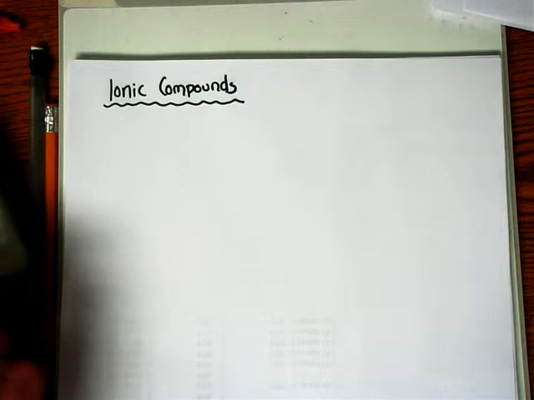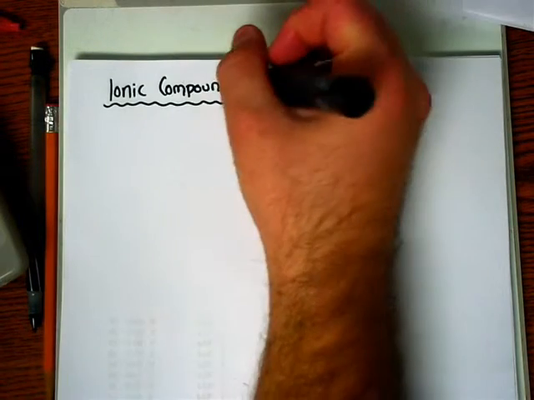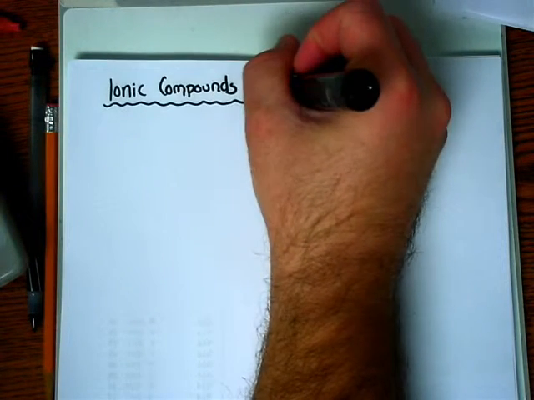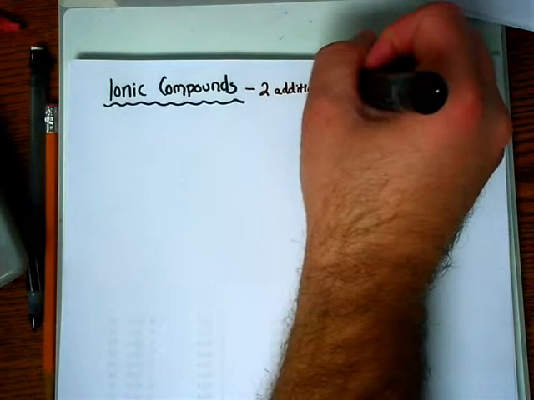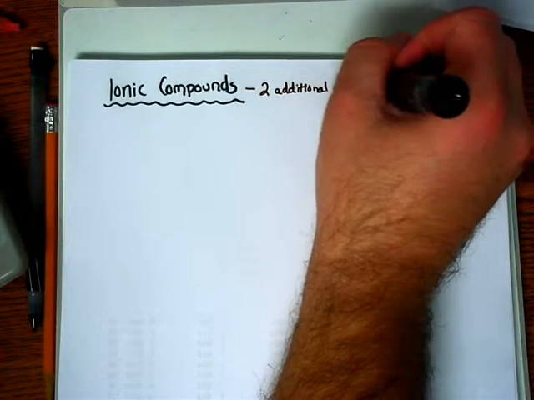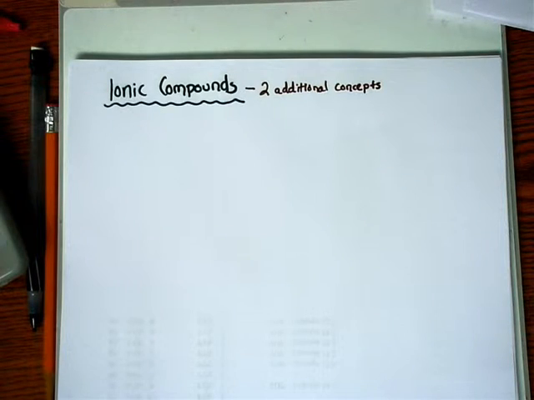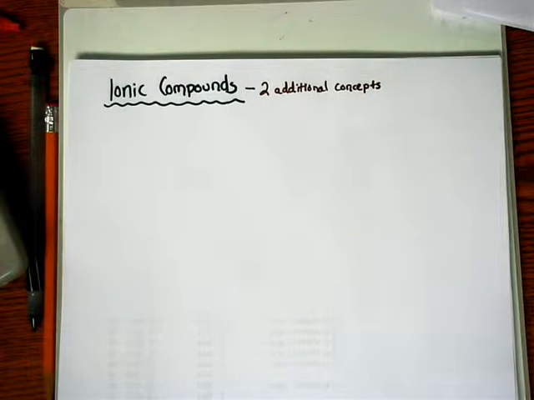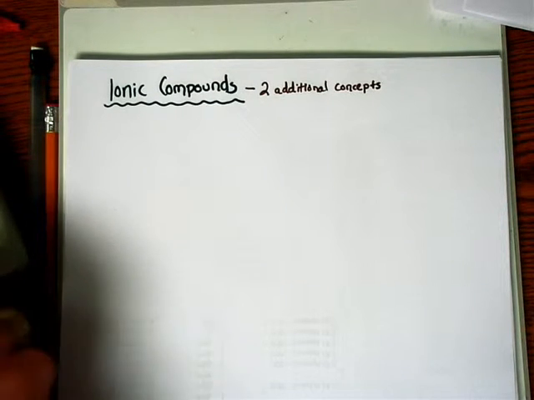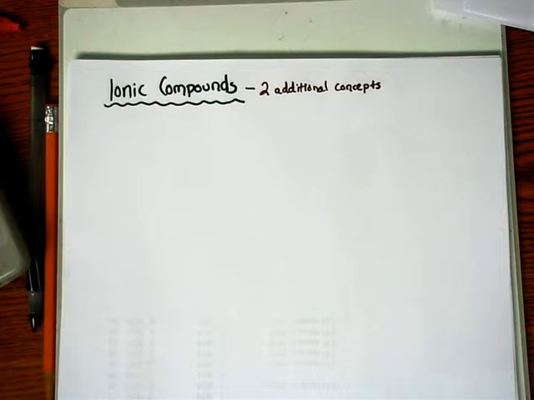So you could title these notes Ionic Compounds, two additional concepts. Good. The first concept that I want to go over is naming ionic compounds with polyatomic ions. Now before we do that though, can someone remind me what an ionic compound will always contain?